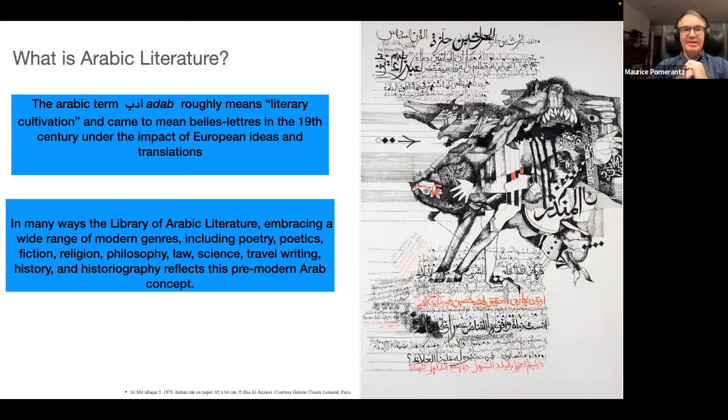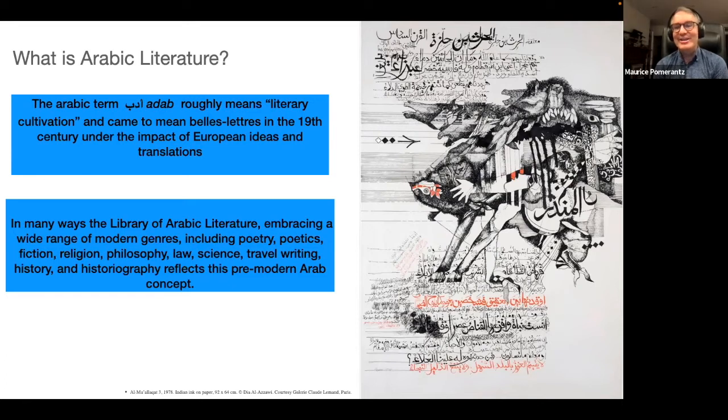So the Arabic term adab roughly means literary cultivation. And it came, I think, to mean belles lettres in the 19th century under the impact of European ideas and translations. It meant something larger and much broader in the past. And I guess we'll leave it at that, because in many ways, the very way that the Library of Arabic Literature embraces a wide range of genres, including poetry, poetics, fiction, religion, philosophy, law, science, travel writing, history, and historiography, I think would not be so foreign to an adib, that would mean a practicer of adab, that would mean someone who knew literature back in the 10th century.